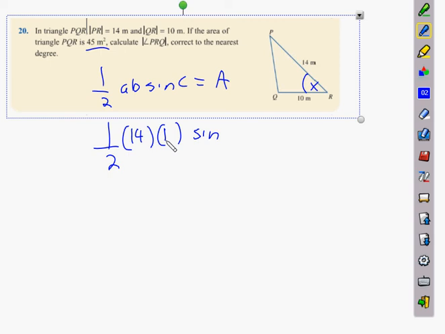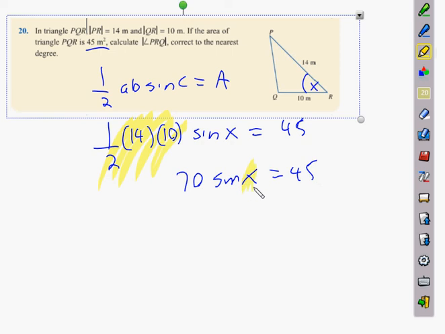Whatever's the adjacent. There's no adjacent, there's no such thing as hypotenuse, adjacent and opposite when it's not a right angle triangle. Okay? No such thing. And then sine X, and then you equal 45. All you do next is you get this here and put it into your calculator, and you get 70. And then the whole point of the question is to get this X on its own.